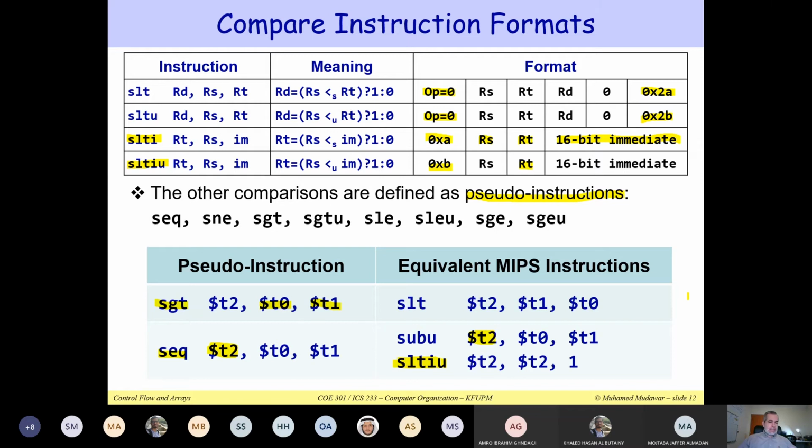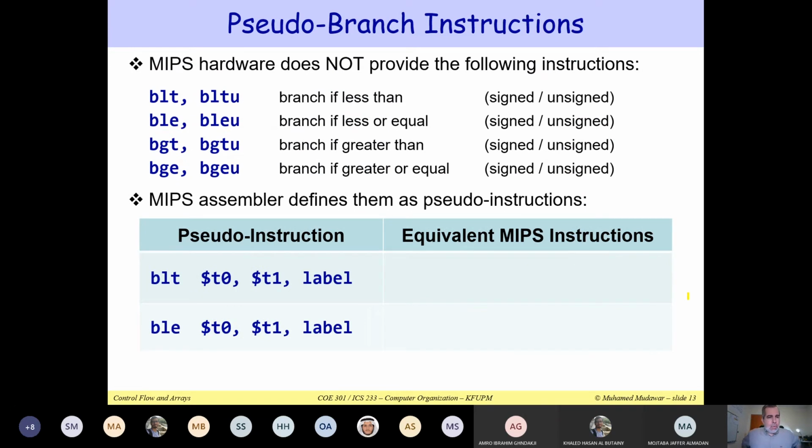So we see that we can take any one of these pseudo instructions and we can find equivalent MIPS instructions, but we have to translate it carefully. Now we can have pseudo branch instructions. So in the previous slide, we have seen pseudo compare instructions. We can also have pseudo branch instructions.